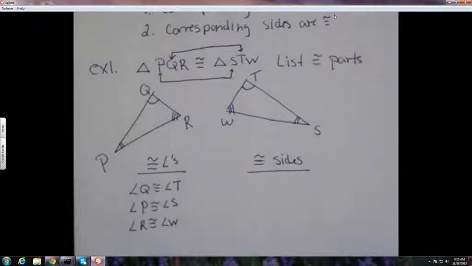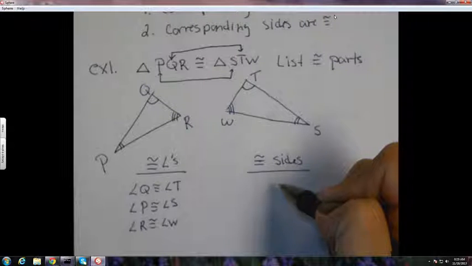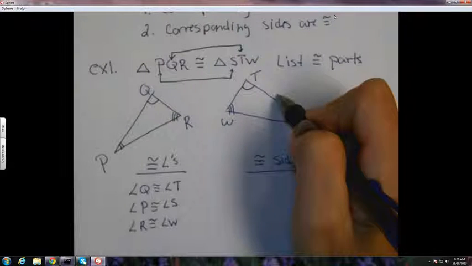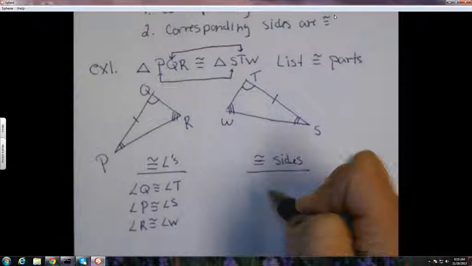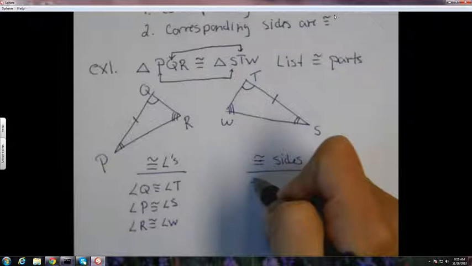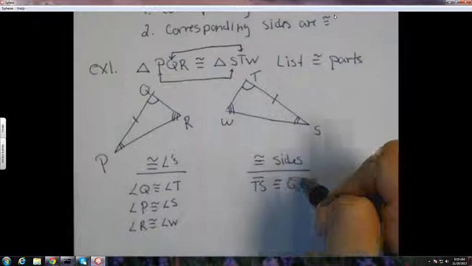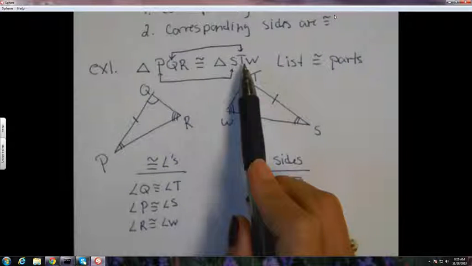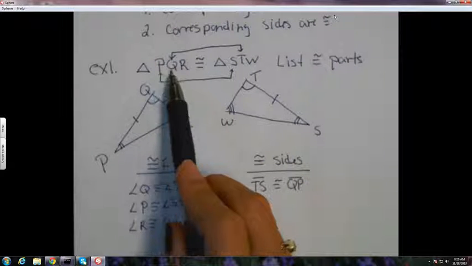Okay, now the sides. Sides are segments. So which segments are congruent to each other on these triangles? Taylor, start us off. Perfect. She said TS is congruent to segment QP. I know she's right because take a look. T to S, she went second letter to first letter, second letter to first letter. Perfect.